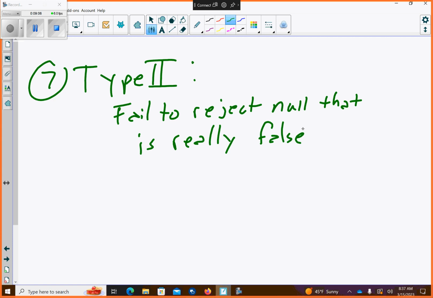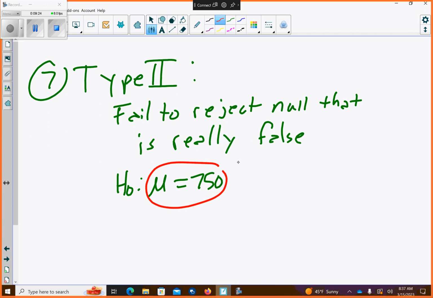Okay, that's the definition of a type 2 error. Our null hypothesis, H naught, was that our value is 750. So we fail to reject the null. This is saying that we are accepting this, but it is false. In this case, we failed to find strong evidence that the cheeseburgers average more than 750 calories when they really do. Okay? So that's your type 2 error.